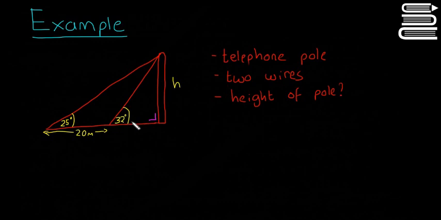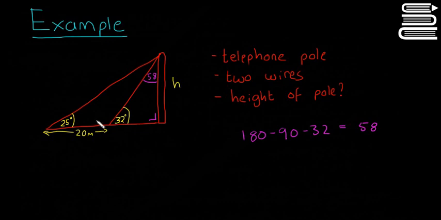So we know if that's 32 and that's 90, that we can find out this angle here, okay? Because they all have to add up to 180. So if we say 180 minus 90 minus 32, then we can find out this last angle here, and that's going to be equal to 58, okay? So that means this is going to be 58 degrees, okay?